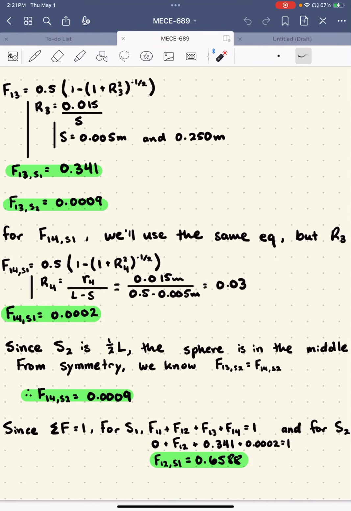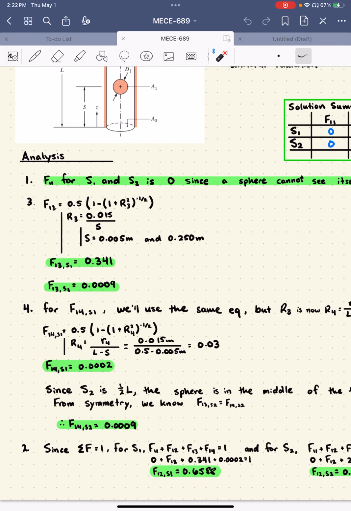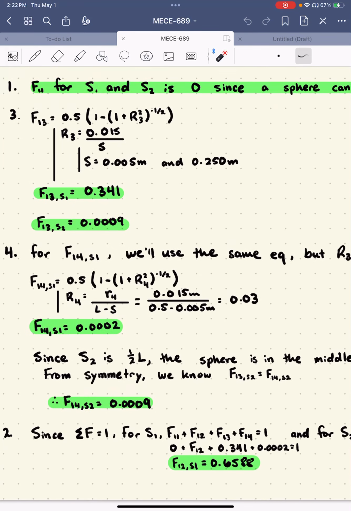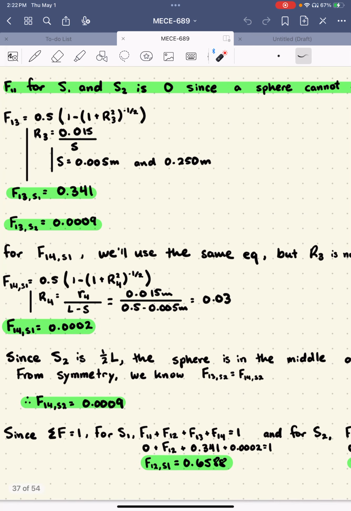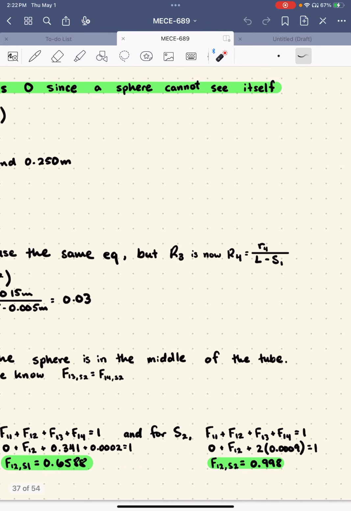Now, in order to solve for the last value, for the view factor of the sphere to the cylinder, we're just going to set all of the view factors equal to 1 and solve for the additional one. So we'll do that for both S1 and S2.